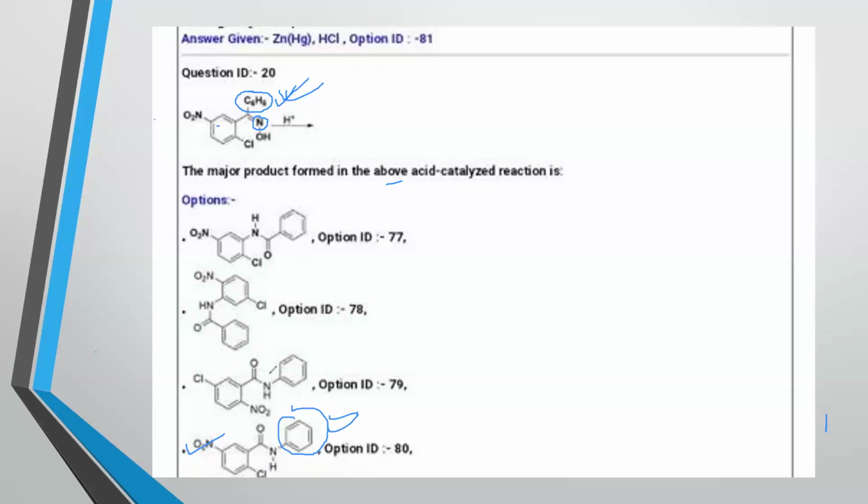You need not change anything. You need not change the positioning of this NO2 and Cl. This will be on the same place. The place of the NO2 and Cl, the place of any group, is not going to change. Only your alkyl or aromatic group is going to shift onto the nitrogen.